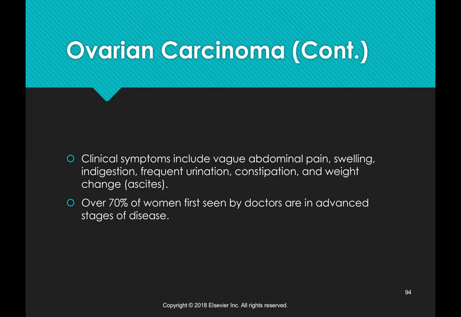So here are the clinical symptoms that I want you to know: vague abdominal pain, swelling, indigestion, frequent urination, constipation, and weight changes. And that could be from the ascites. The sad thing, guys, is over 70% of women first seen by doctors are in advanced stages of the disease. It just about breaks my heart when I'm scanning a patient who comes in with these symptoms, and you see these horrible masses, and your heart drops. It never gets easier, because it's a later stage disease without them even knowing that there is something wrong.